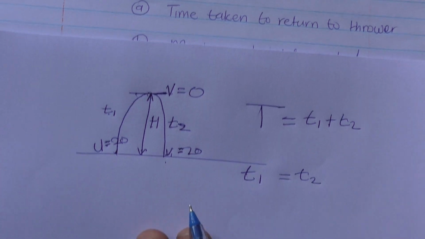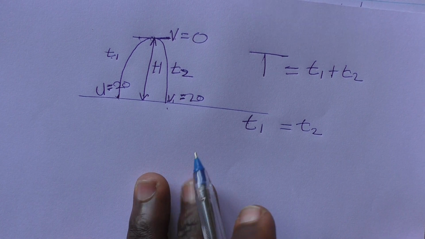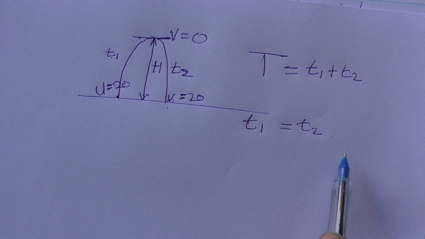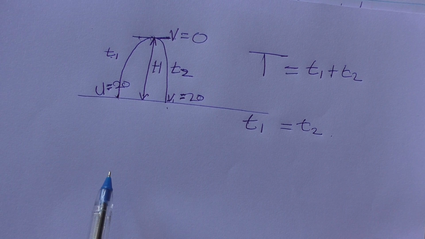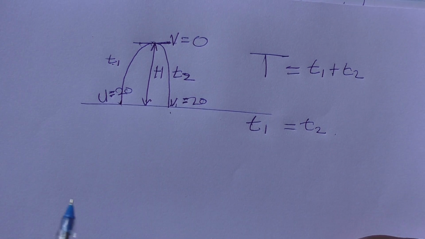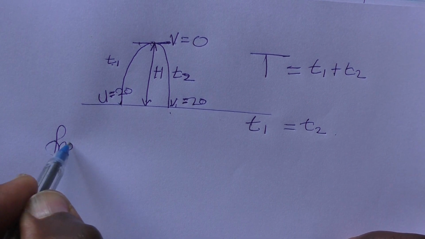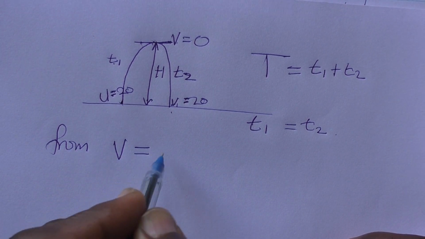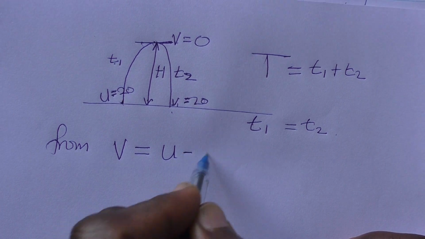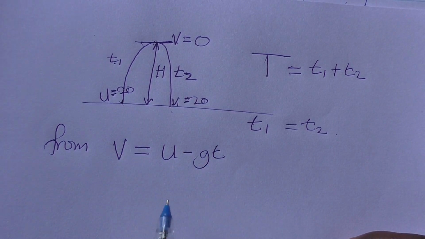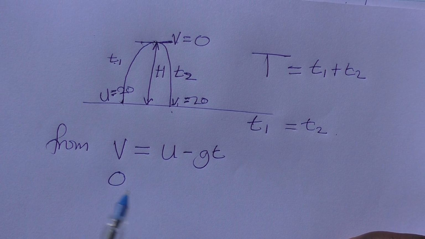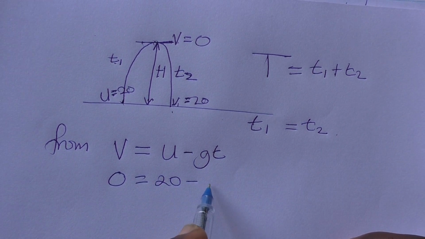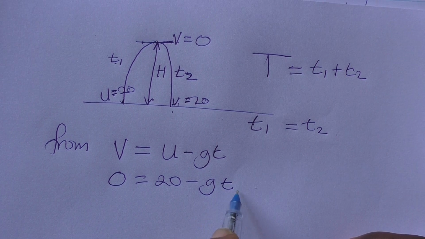So that means that to get the time it returns to the thrower, we need to just get the time it takes to reach the maximum height. So we shall say from v equals u minus gt, because it is going up. Our v is 0, our u is 20, minus gt1.